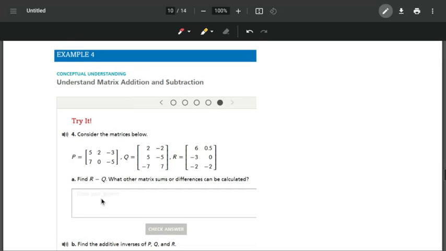So here we've got some matrices and we have to figure out which sums or differences can be calculated. So let's go through and identify the dimensions. P has dimensions, let's see, 2 rows, 3 columns. Q has 3 rows and 2 columns. And R has 3 rows and 2 columns. So R and Q have the same dimensions, but not P. P is 2 by 3, which is not the same as 3 by 2. So we can add or subtract Q and R, but not P.